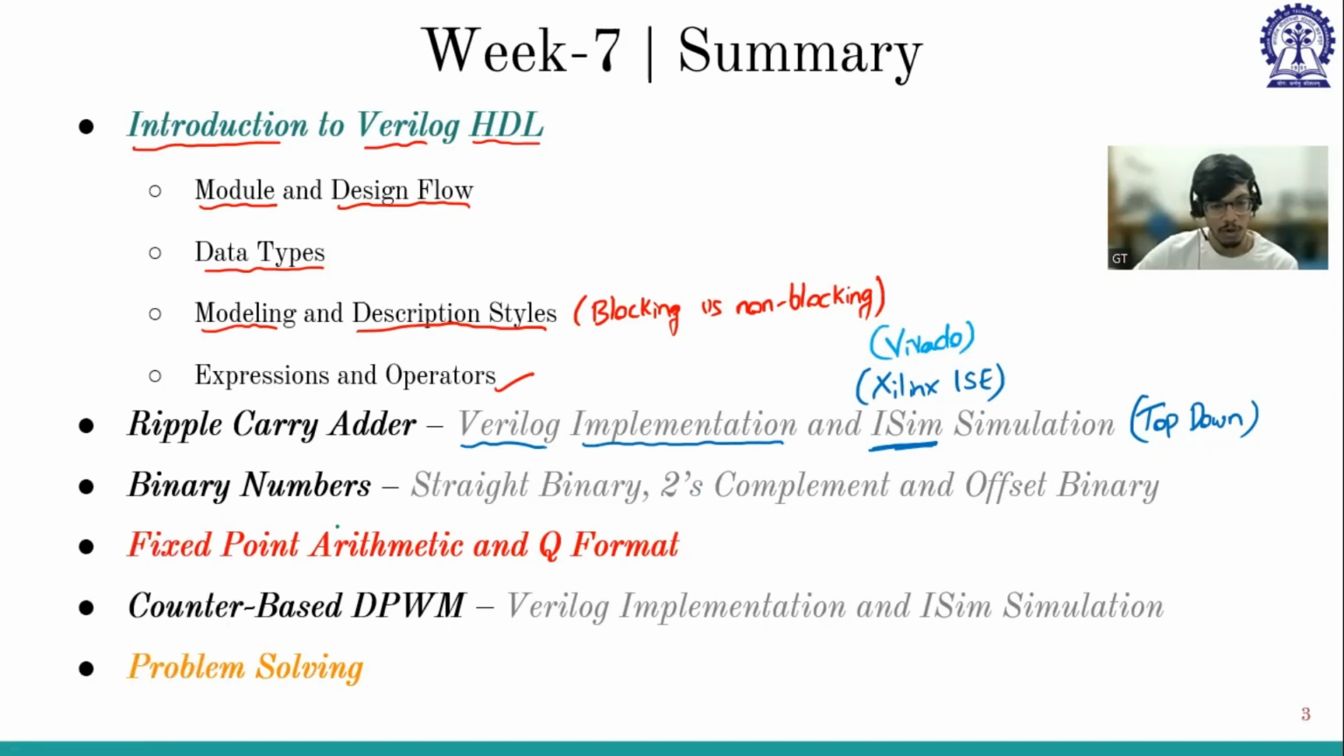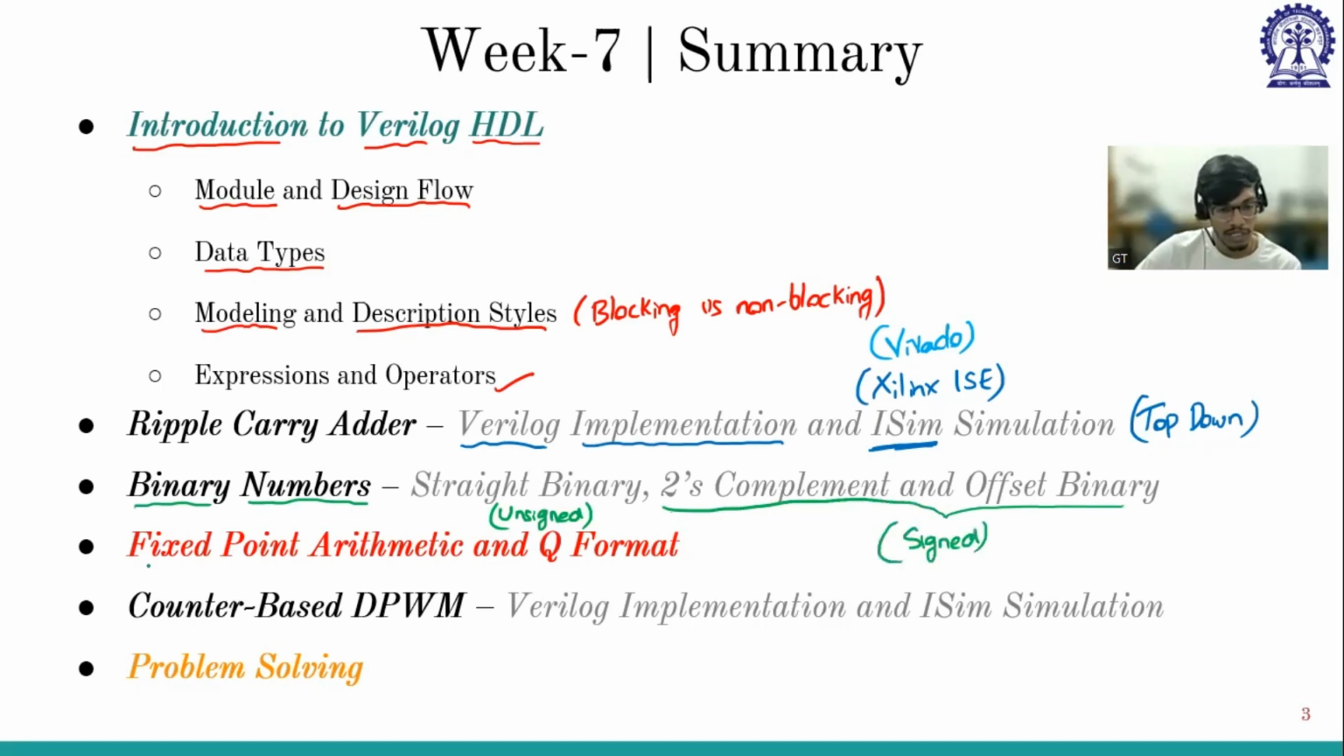And then we discussed binary numbers. There are 3 different types of binary number representation that we'll be using throughout this course. One is the straight binary, which is also unsigned. And in signed, we have 2 different representations: one is the 2's complement, and the other one is the offset binary. So these 2 are signed.